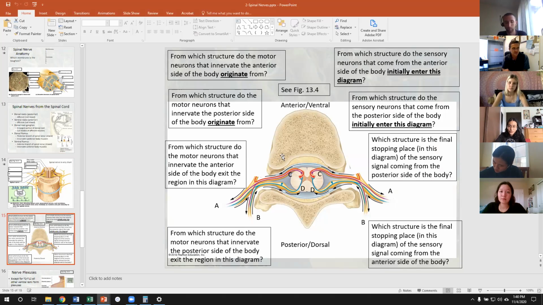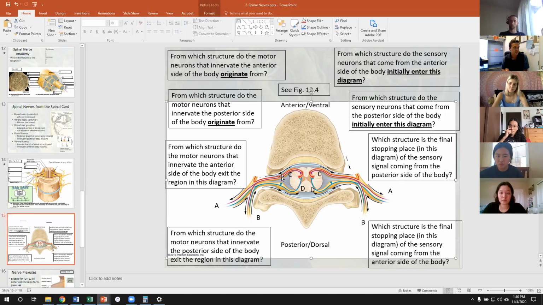And the only reason the language is a little different, whether it's originate from or enter this diagram, is I was just trying to follow the direction of the signal. So when we talk about an afferent neuron, it's coming from the outside in. So that's where I'm talking about where do they enter this diagram, okay? But when it's an efferent neuron, it's coming from the inside and going out. So that's where I would say originate here and then go out. Okay, so that's kind of that piece.